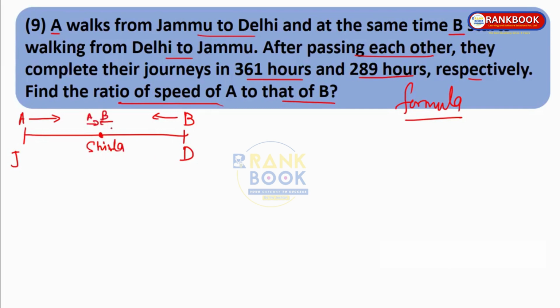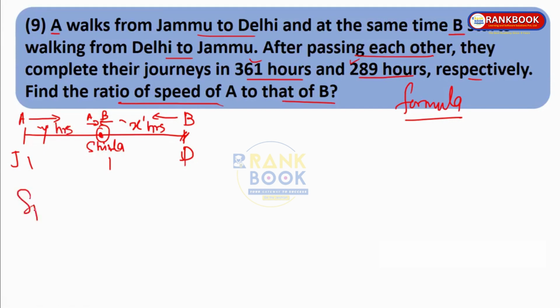Now what they've given is that after meeting B, A will take, let us assume, X hours to reach Delhi. We'll not take these values right now, we'll just take X hours. A is not taking X hours to travel from Jammu to Delhi. A is taking X hours to travel from Shimla to Delhi. That is, after meeting B, A will take X hours to reach Delhi. In the same way, after meeting A, B will take, say, Y hours to reach its own destination, that is Jammu. Not the total time taken, right?